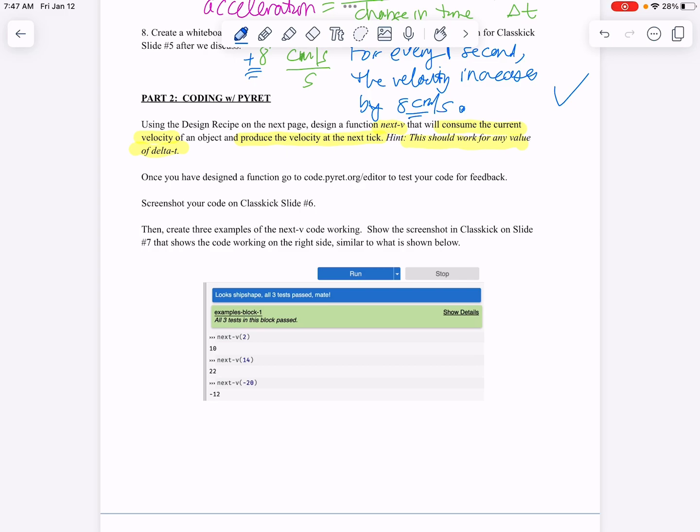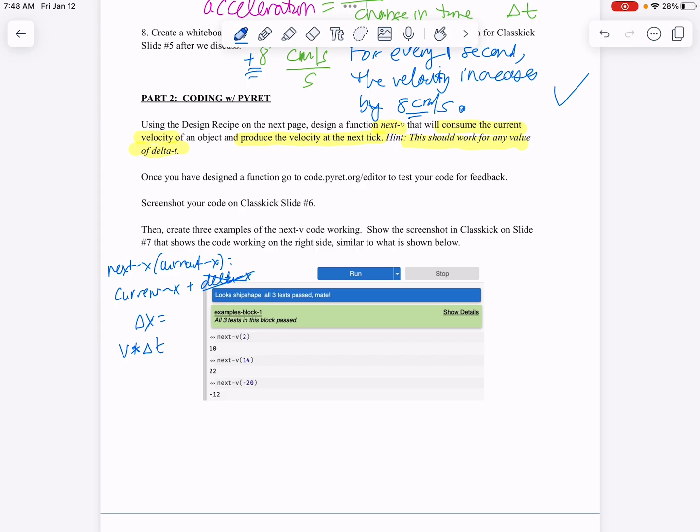If you remember, when we did next x, we did next x of current x. Originally we had current x plus delta x. Remember way back when your buggy went 30 centimeters plus 30 plus 30. Eventually we got this delta x to become velocity times delta t.